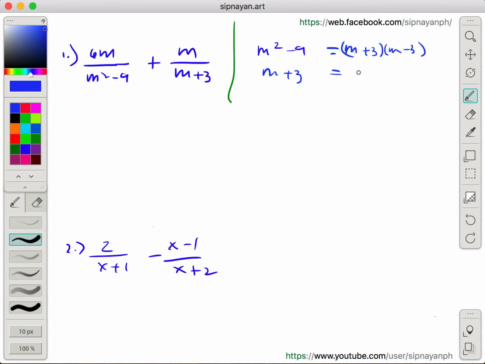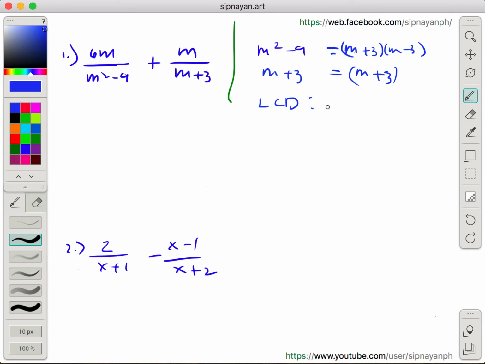And then yung isa niyang factor is m plus 3 lang. Wala tayo nang bago, hindi natin siya ma-factor. Yung isang denominator pala is m plus 3, hindi na natin siya maka-factor. So, para makuha yung LCD, gagawin natin is to multiply all the factors of the denominator, except pag meron tayong common. For example here, we have a common expression.